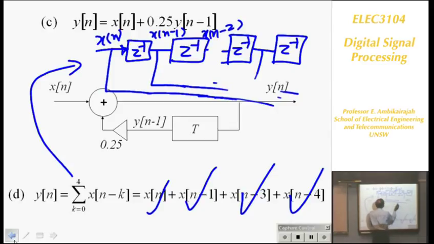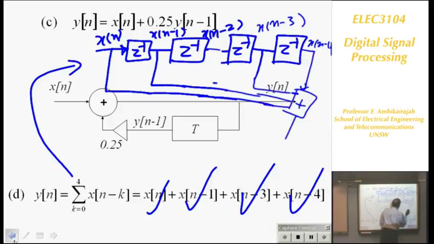So Xn minus 5, I don't need. Xn minus 3, yes, I need that. And Xn minus 4, I need that. So I take all these outputs, add them all, I get the output Yn. So that's how, this is again a feed forward system. You are feeding forward, nothing is coming backwards, okay?